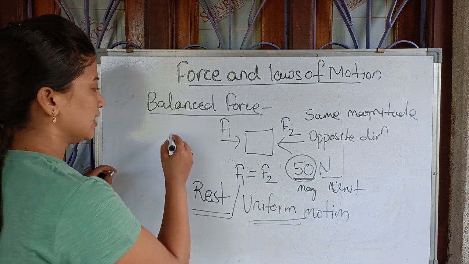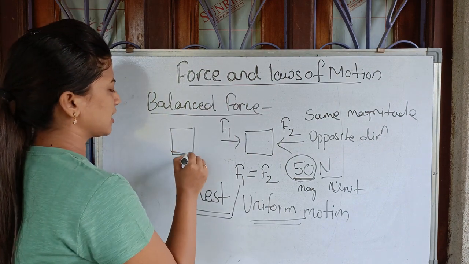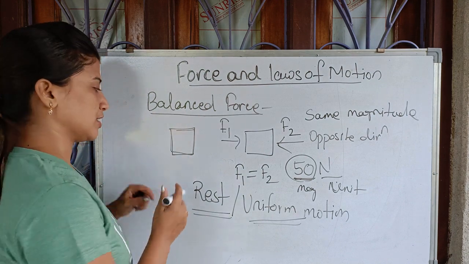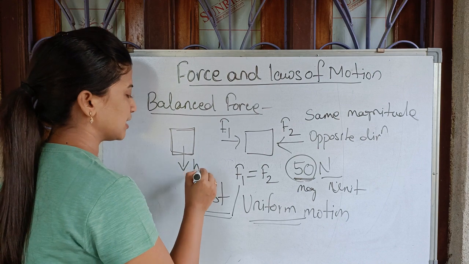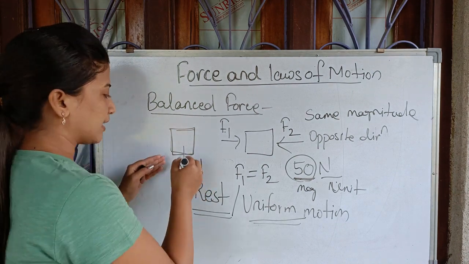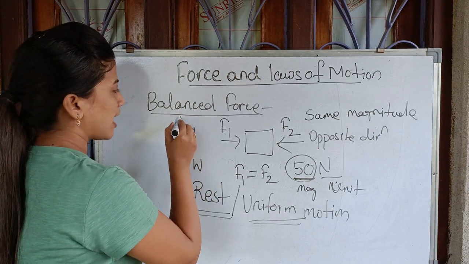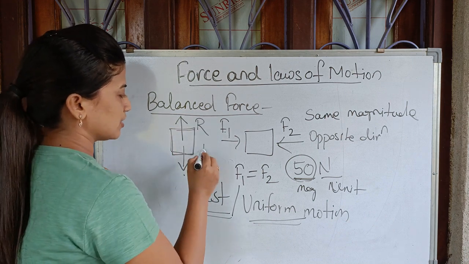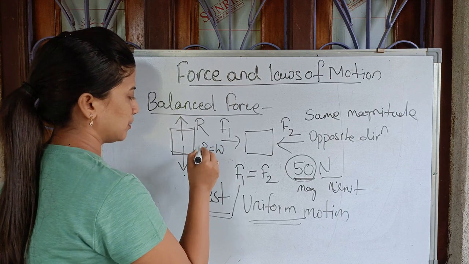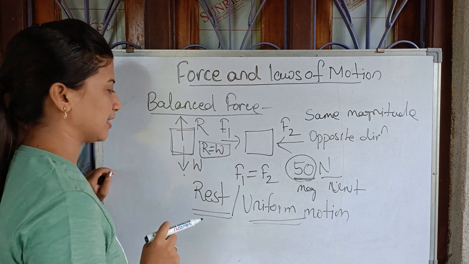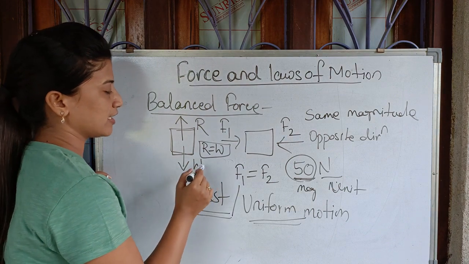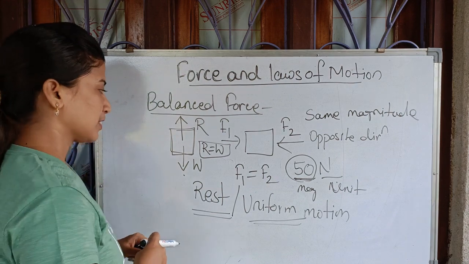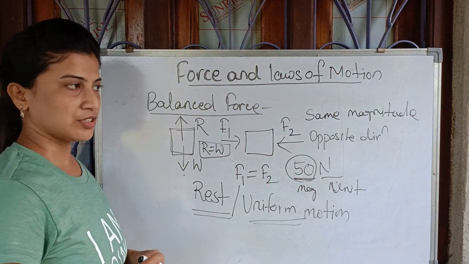I can give you an example. There is a stone, or a book, that is kept on a table. In that case, the book is getting two forces. One force is the weight of the body, the gravitational force acting downward, and the other is the reaction force, the upward reaction acting upward. Now in this case, the reaction is equal to the weight of the body. Means there are two forces acting on the body and these two forces are equal. So we can say here the forces are balanced. So that's why the body is at rest.